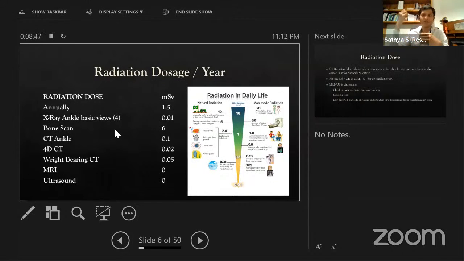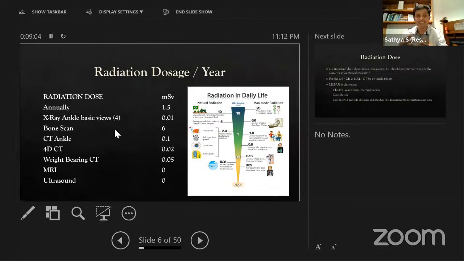So many times the X-ray is emitted, and so many times it is absorbed through the body. So it can go up to 6 millisievert. And a CT of your ankle, it's only 0.1 again. 0.01 for X-ray, 0.1 for foot and ankle.